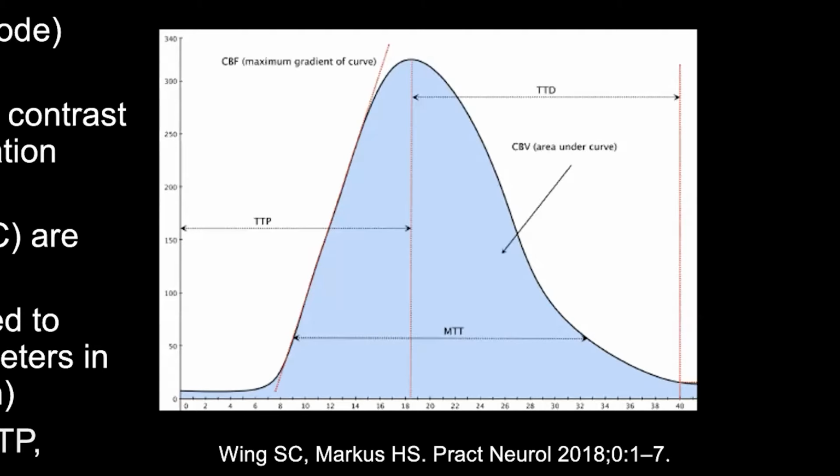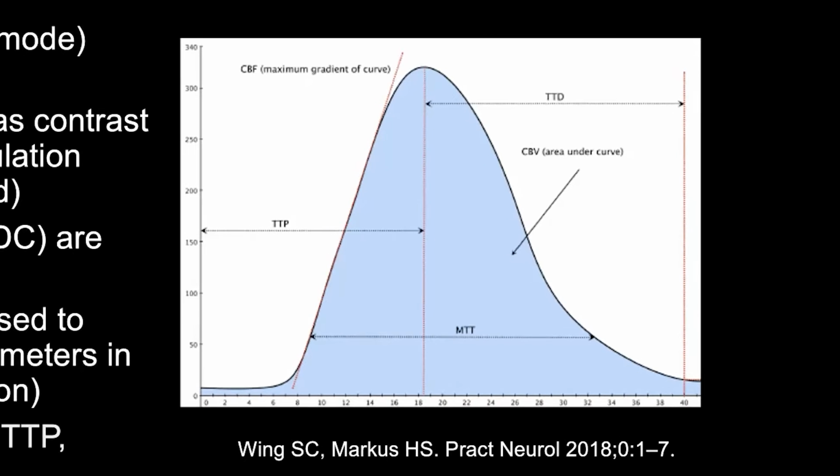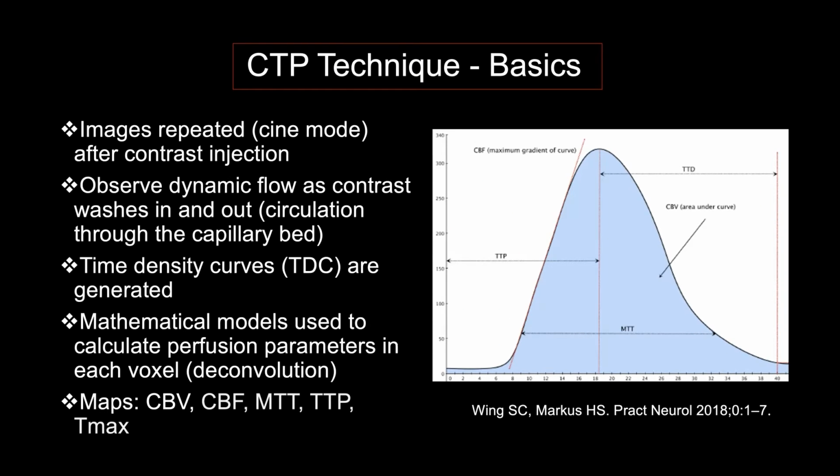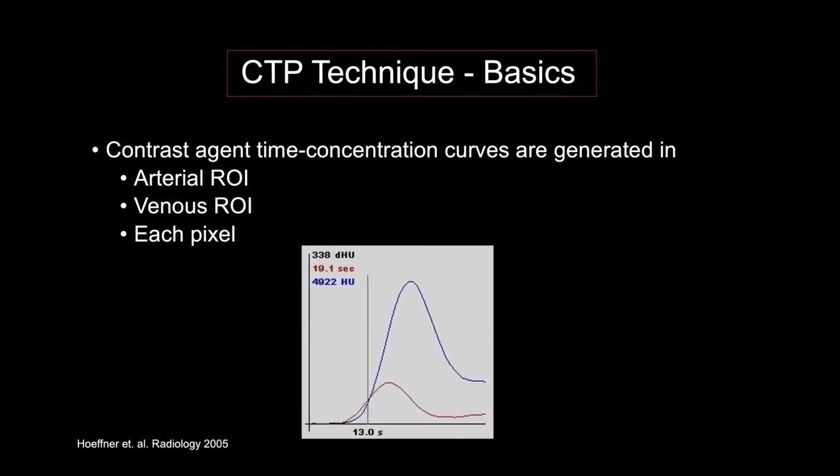This time density curve is critical because that's where the mathematical models in the background are helping to calculate the perfusion parameters. I will not go into the physics of this time density curve, but just know that as the contrast washes in and out at a voxel level, that's where all these perfusion maps are being created. That's where the volumes are being calculated.